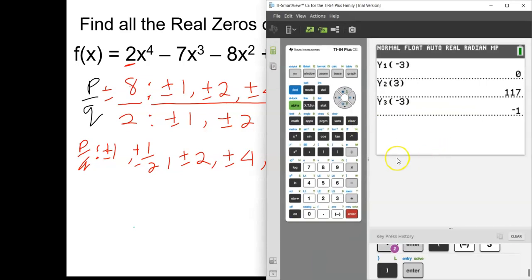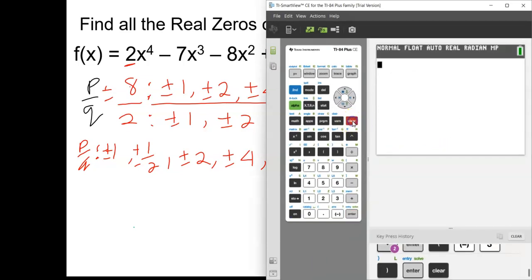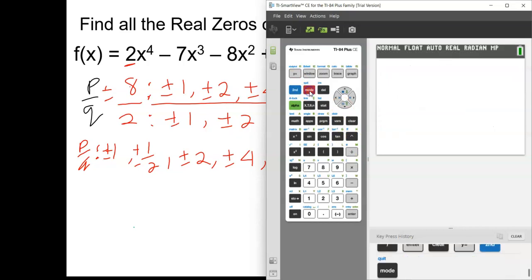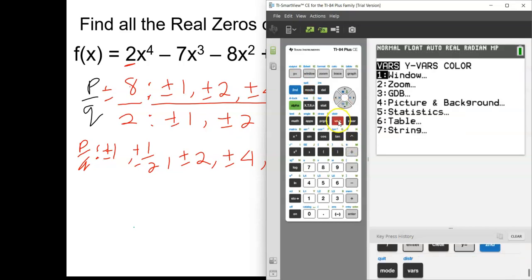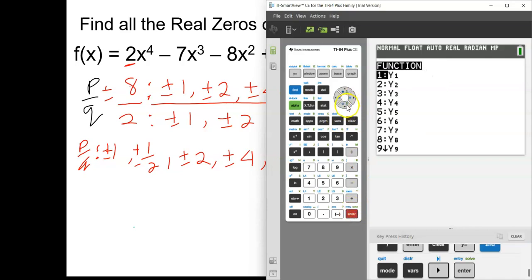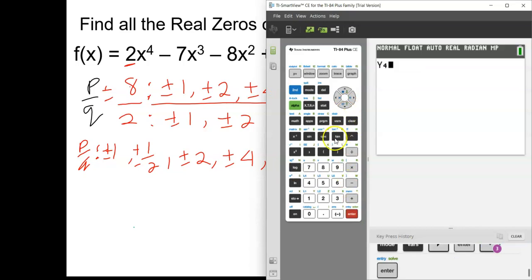Okay, so I can clear this. Here, I typed it in already at y4, so now I'm going to go to y var. I'll go to 4 and select 4. See how fast it can go. You can see this calculator is a lifesaver.